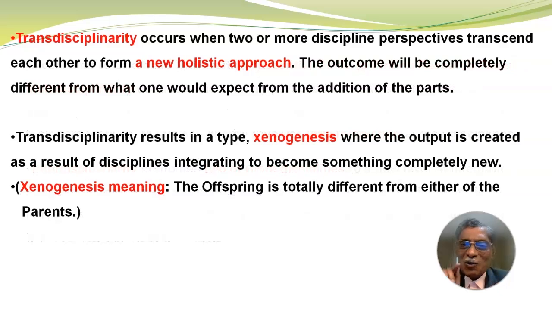Transdisciplinarity occurs when two or more discipline perspectives transcend each other to form a new holistic approach. The outcome will be completely different from what one would expect from the addition of the parts. Transdisciplinarity results in a type of xenogenesis, where the output is created as a result of disciplines integrating to become something completely new. Xenogenesis meaning the offspring is totally different from either of the parents.